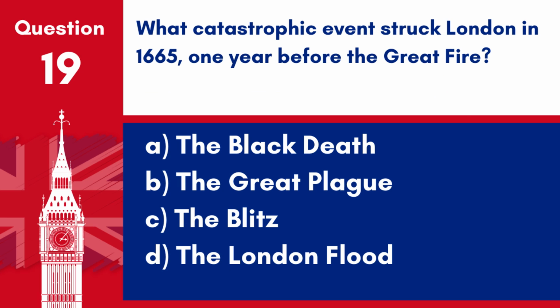Question 19. What catastrophic event struck London in 1665, 1 year before the Great Fire? A. The Black Death. B. The Great Plague. C. The Blitz. D. The London Flood. Answer B. The Great Plague. The catastrophic event that struck London in 1665, 1 year before the Great Fire, was the Great Plague.